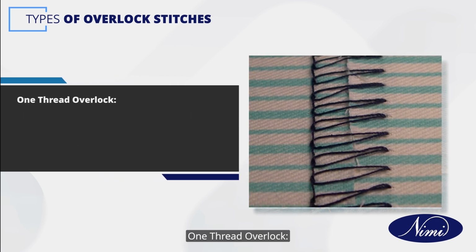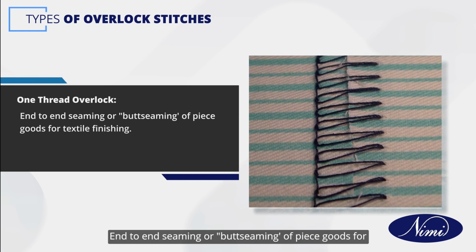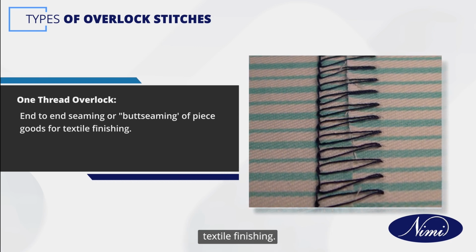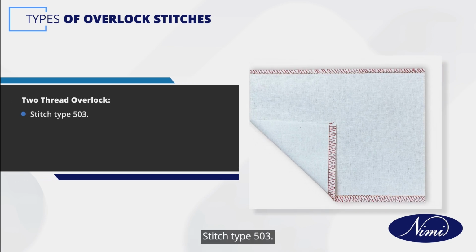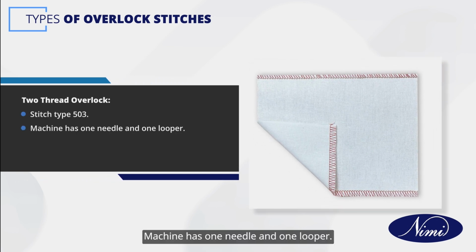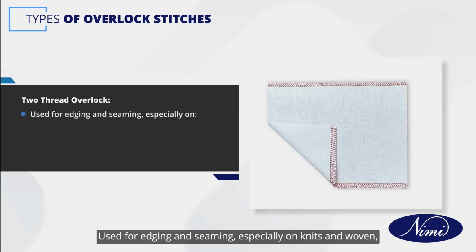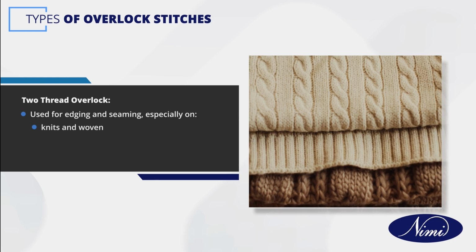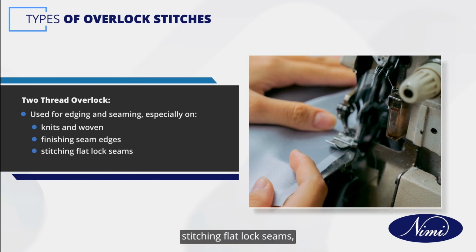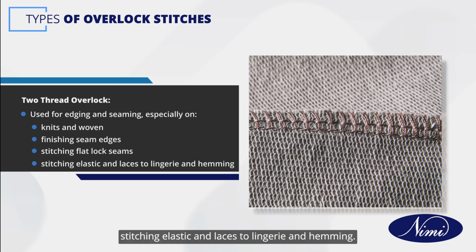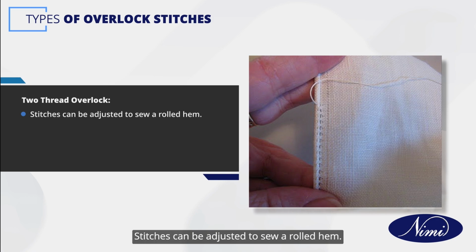One thread overlock, end-to-end seaming or butt seaming of piece goods for textile finishing. Two thread overlock, stitch type 503. Machine has one needle and one looper. Used for edging and seaming, especially on knits and woven, finishing seam edges, stitching flat lock seams, stitching elastic and laces to lingerie and hemming. Stitches can be adjusted to suit a rolled hem.